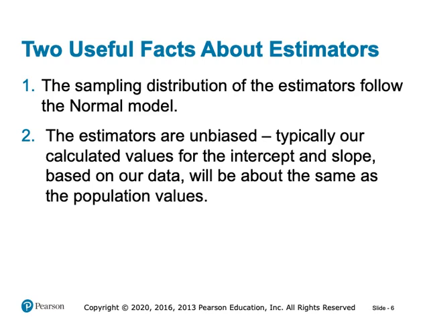This property of being unbiased is crucial because it means that our estimates are reliable in the long run. When we calculate the intercept and slope from our sample data, we can be reasonably confident that these estimates are close to the true population values. Of course, any single estimate might be slightly off due to random sampling variability, but on average, our method gives us the correct values. These two facts, the normality of the sampling distribution and the unbiasedness of our estimators, provide a solid foundation for the inferences we make using linear regression.